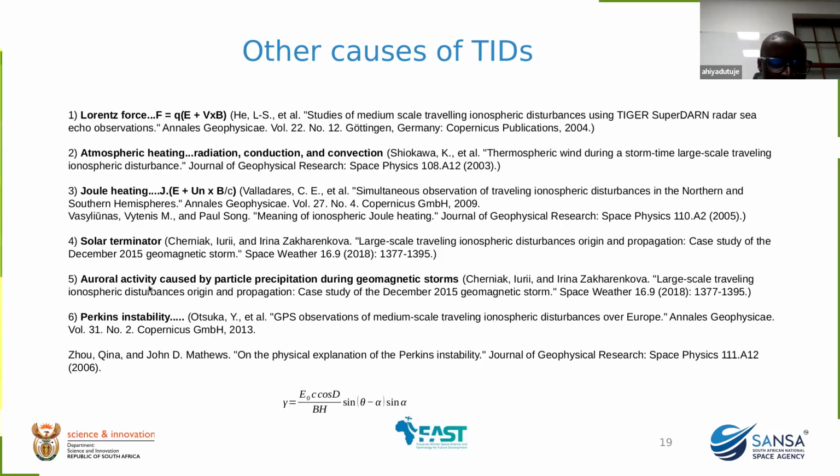Another method by which TIDs are generated is aurora activity, due to particle precipitation. You can also get traveling ionospheric disturbances from instabilities, such as Perkins instability. Of course, this is the growth rate of those instabilities, especially those that occur during the night.